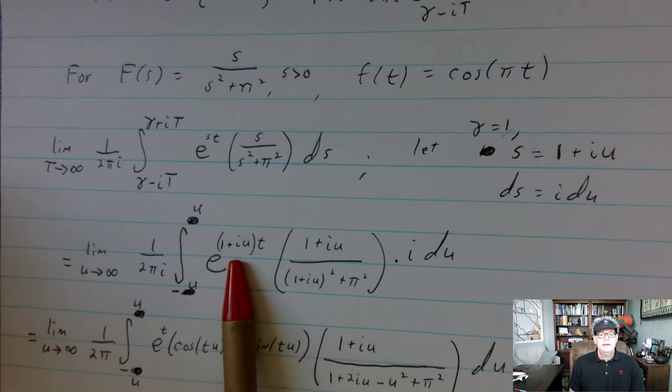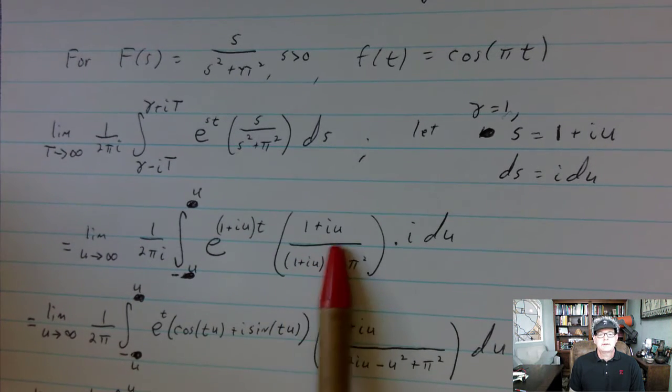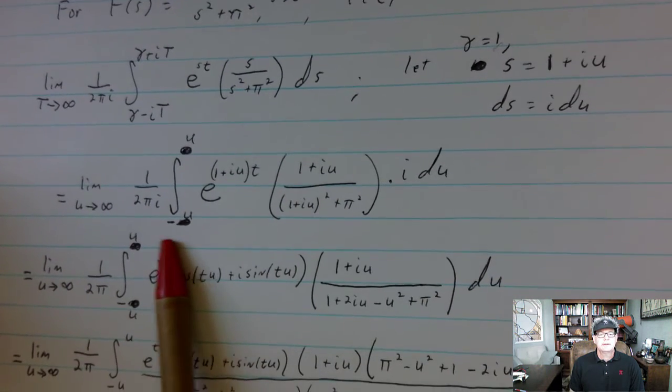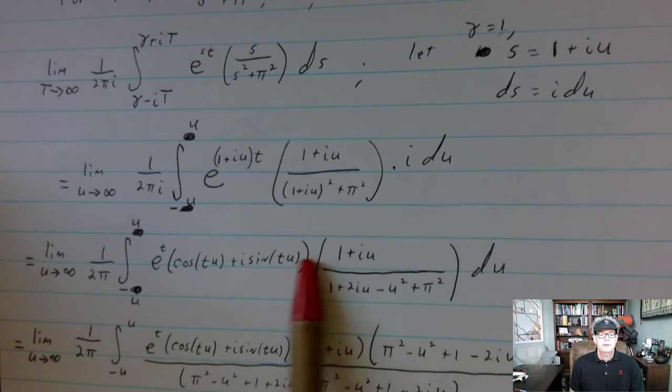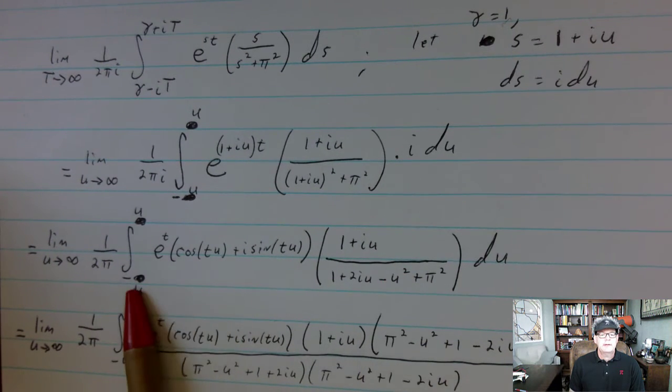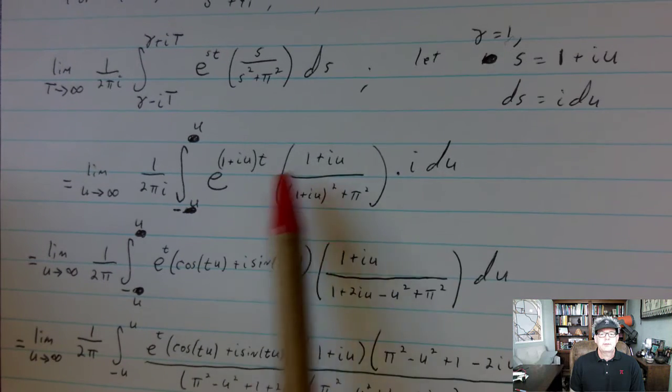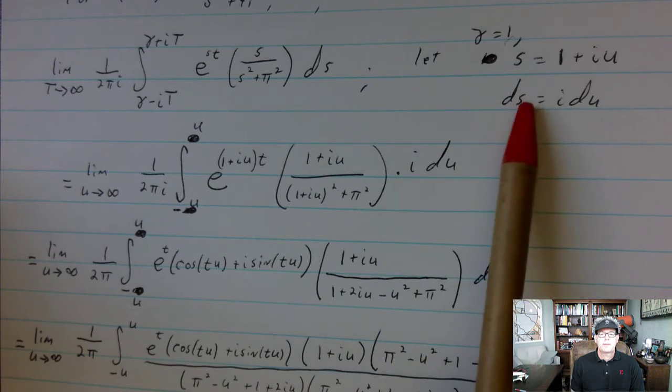So put those in. e to the st, s over s squared plus pi squared. Limit as u goes to 0. There's the i du. Bring that out. The i is canceled. My limits will then be negative u to u, right?